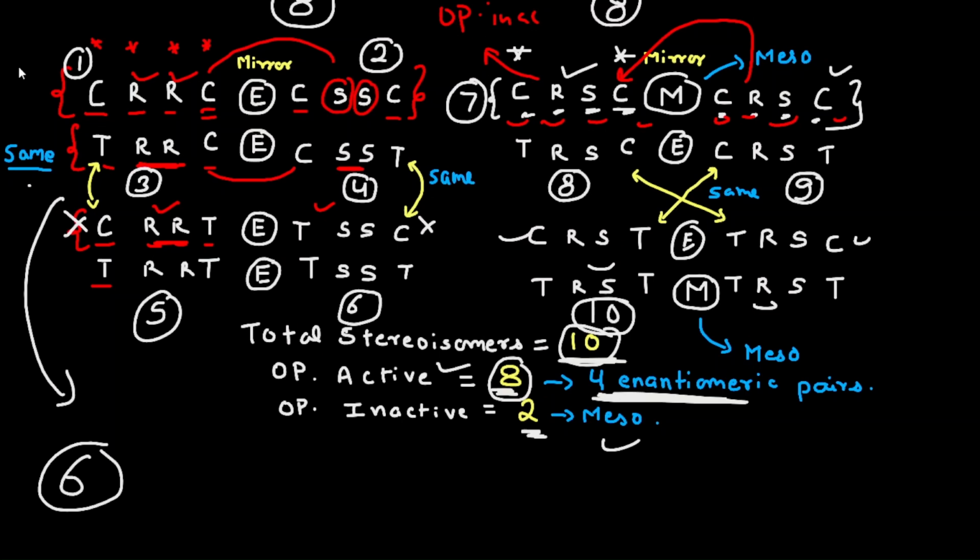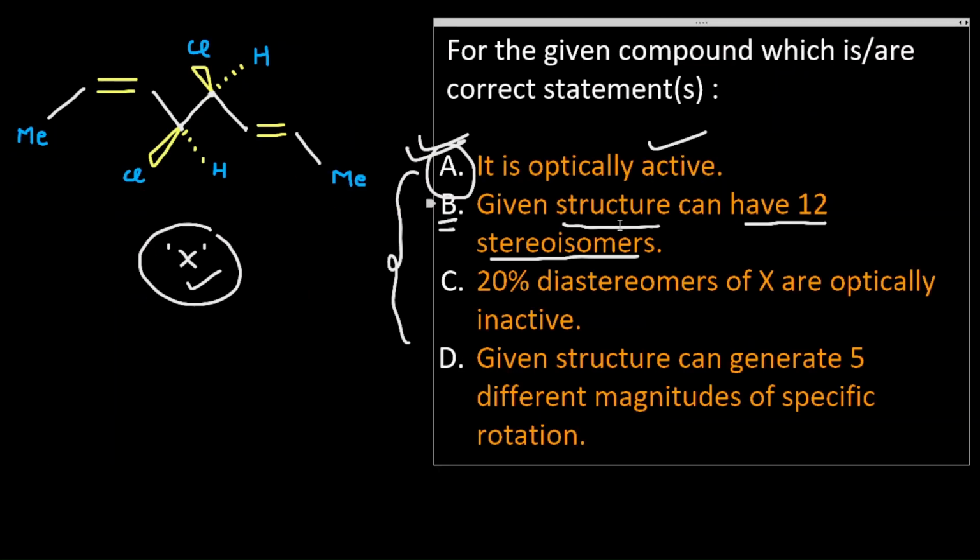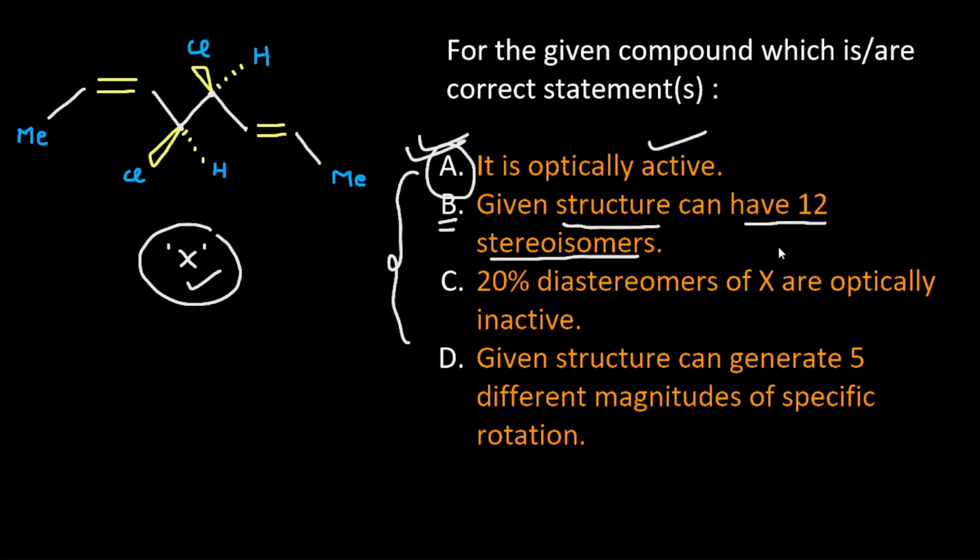So now let us try to revisit the question. It says that the given structure has got 12 stereoisomers. This is wrong because we have already got the answer. It is not 12 but 10. Now, coming on to option C, what does it speak about?